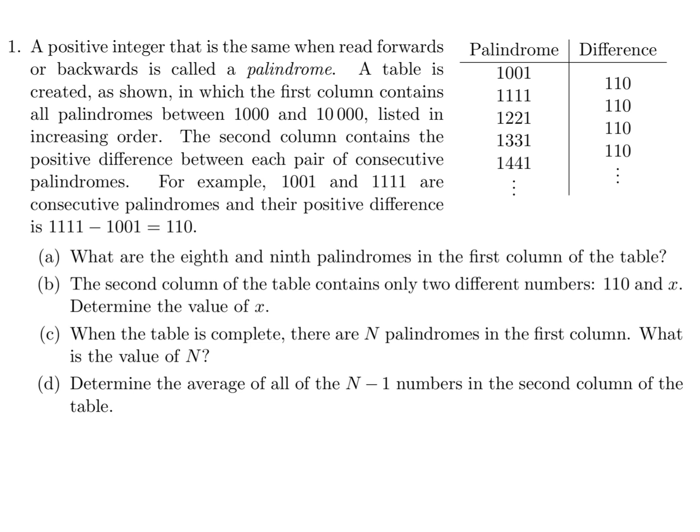A positive integer that is the same when read forwards or backwards is called a palindrome. The table is created as shown, in which the first column contains all palindromes between 1,000 and 10,000, listed in increasing order. The second column contains the positive differences between each pair of consecutive palindromes. For example, 1001 and 1111 are consecutive palindromes, and their positive difference is 110. What are the 8th and 9th palindromes in the first column of the table?